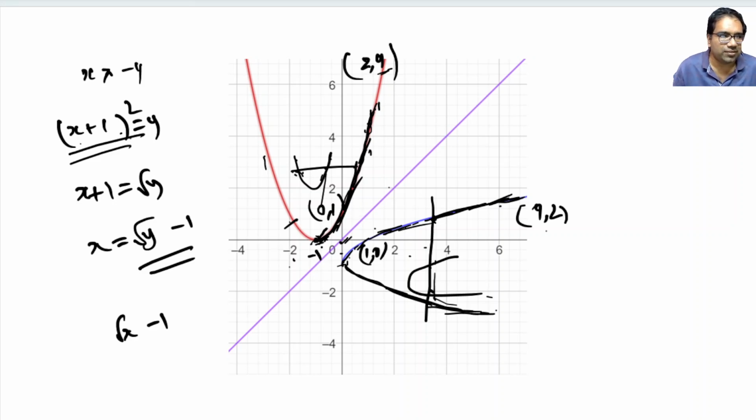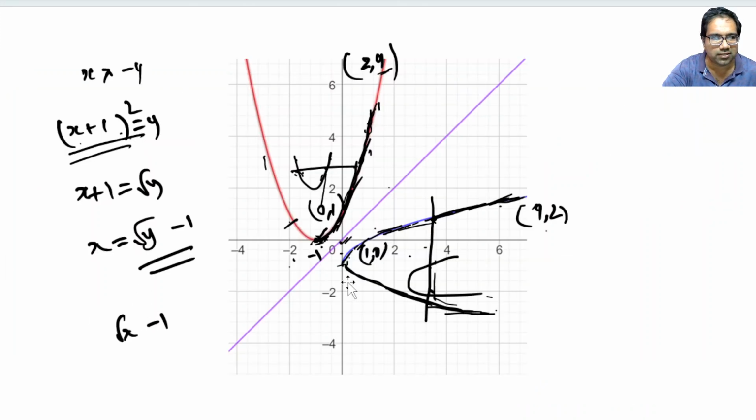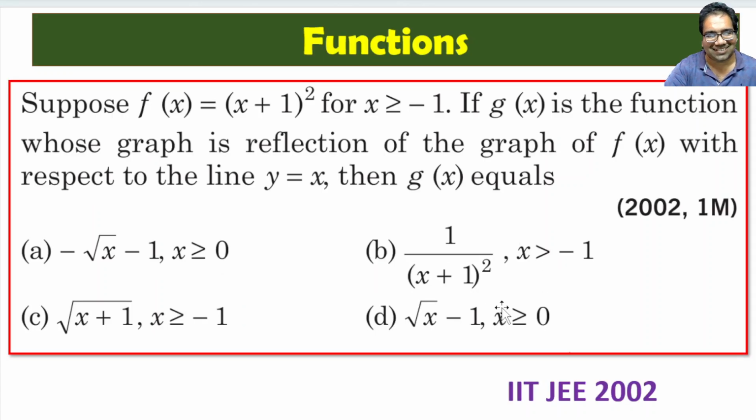Now that is the result. So what is the final answer? x equal to root y minus 1. That is this one, right? And obviously x should be greater than or equal to 0. You can see the function here also, x can be greater than or equal to 0. x cannot be less than 0, right? So this is the correct answer.